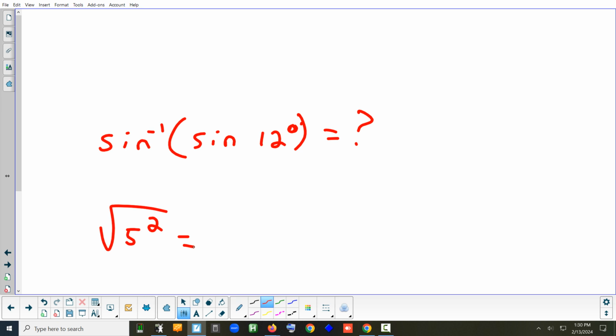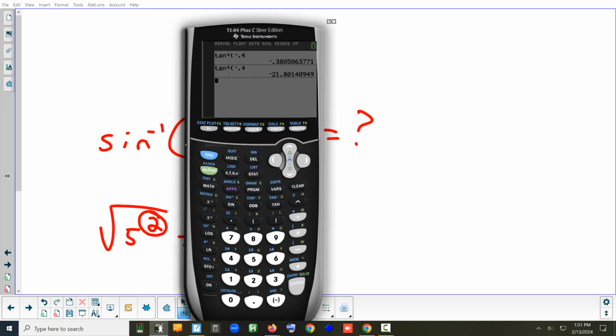It just cancels. Right, because this function is the squaring function. Then it's combined with the square root function. Those two functions are inverses. They cancel each other out, and you basically get back what you started with. So we're taking the sine of 12, and then we're taking the inverse sine. So what answer do you think I would get? 12. All right, so let's try it.